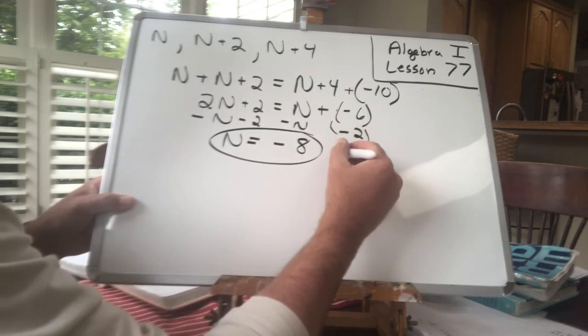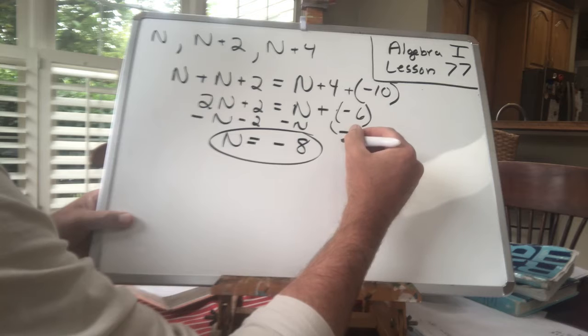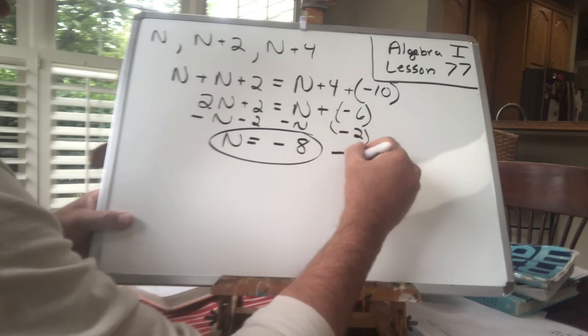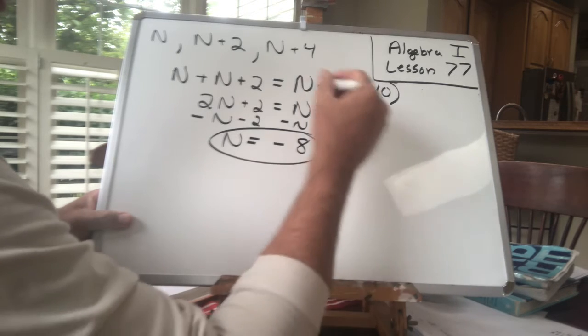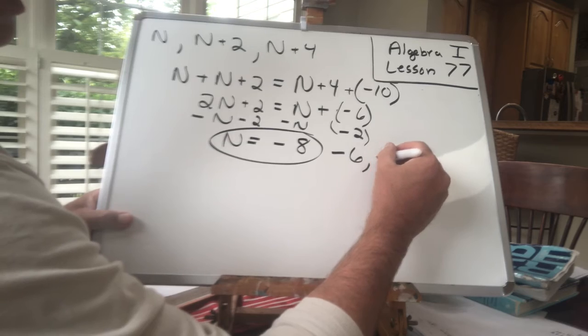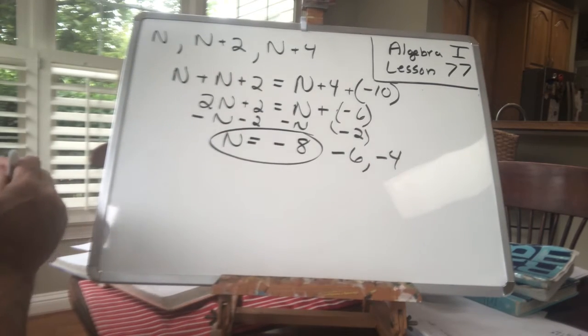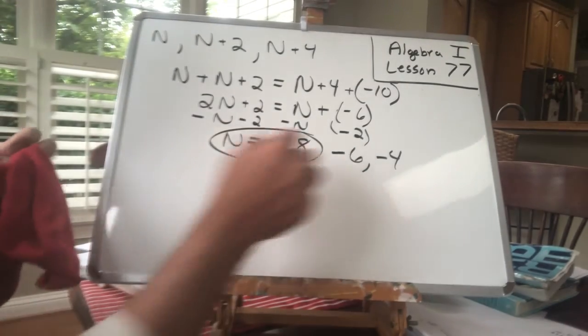N plus 2 would be negative 6. That would be the second one. And then n plus 4, positive 4, would be negative 4. So your three consecutive even integers would be negative 8, negative 6, negative 4. Okay, that's the first example.